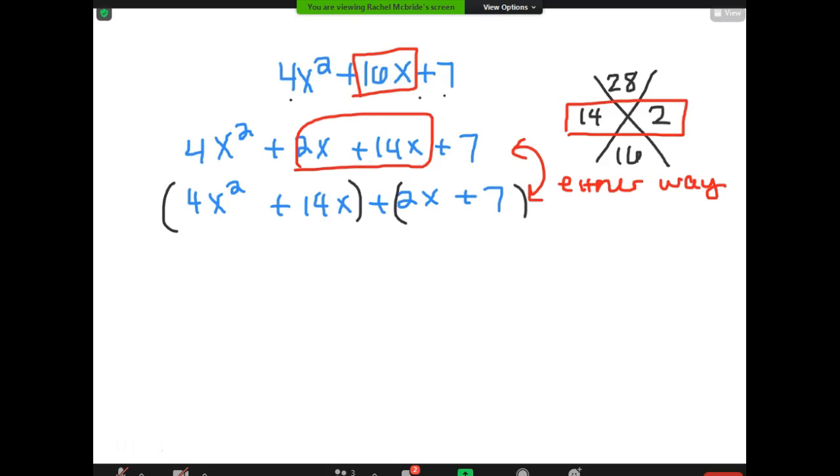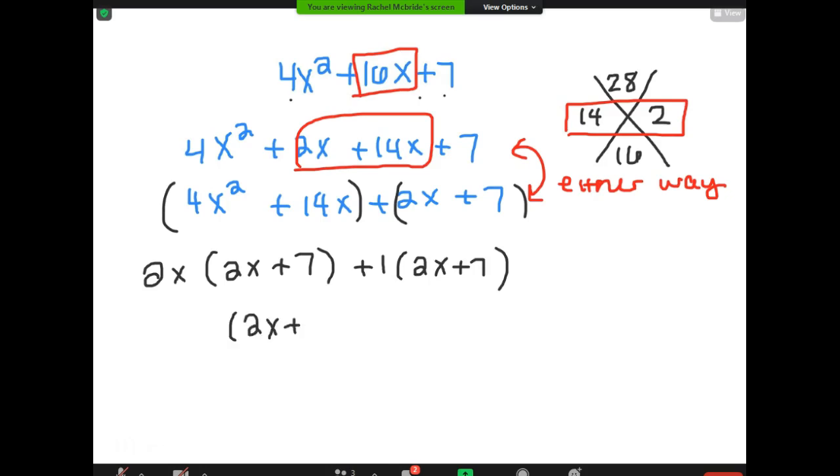The GCF of 4 and 14 is 2. And then x squared and x is x. So that leaves behind 2x plus 7. 2x plus 7 has a GCF of 1. So it leaves behind 2x plus 7. So my factored form is 2x plus 7, 2x plus 1.